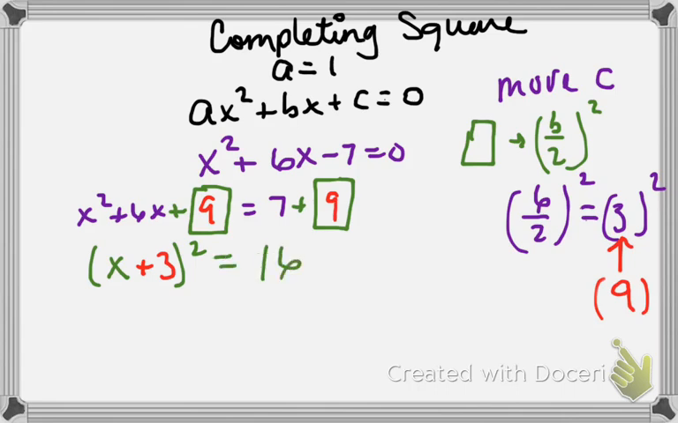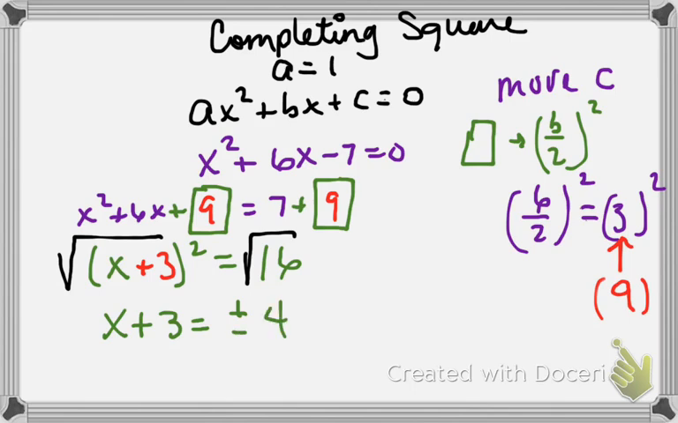This will equal 16. Now we have to get rid of the square. To get rid of the square, we're going to take the square root of both sides. Like we talked about in class, the square and the square root are opposites, so they cancel each other out. So we really just have x plus 3 here. The square root of 16 is 4, so we say plus or minus 4, because you could have two numbers that multiply together. 4 times 4 is 16. Minus 4 times minus 4 is also positive 16.